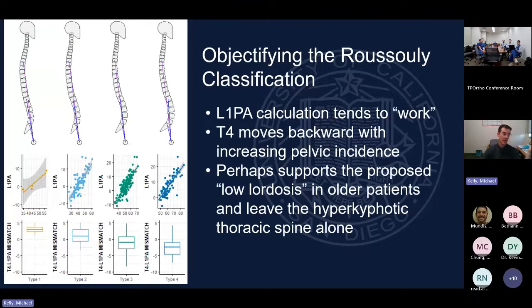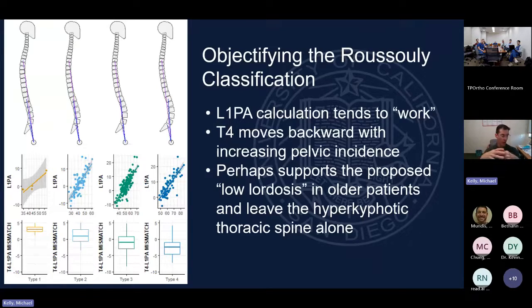And so last one. This also helps objectify Roussouly, which is really difficult for people to wrap their heads around. Type 1s are rare. You can see on the right side there, the yellowy orange thing. We didn't have many in means. But if you measure the L1 PAs for the different Roussouly types, they kind of fall right on the button. And interestingly, this is also where you show the actual distribution of what T4 needs to do.